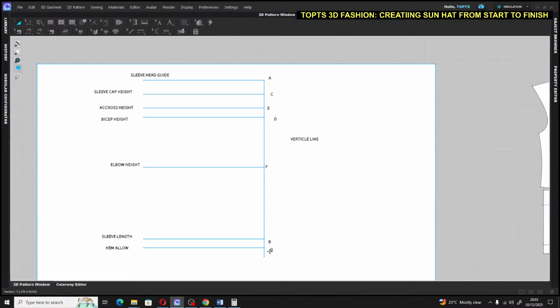Now we are going to step 2. Step 2 is shaping our grain line from the elbow line, which is this one. So now we are going to get the shape of the sleeve.